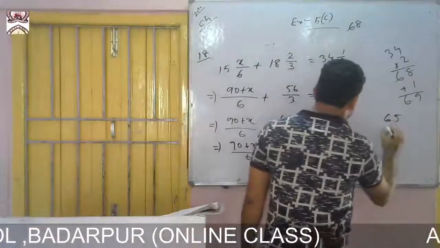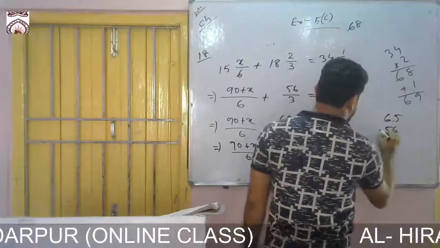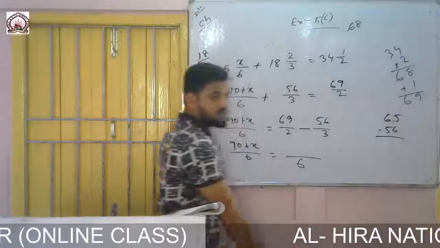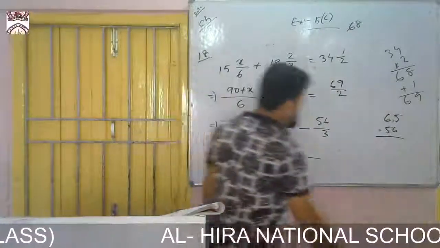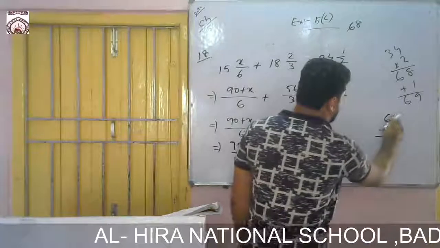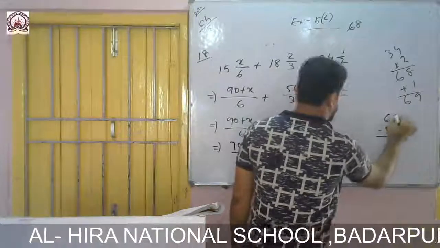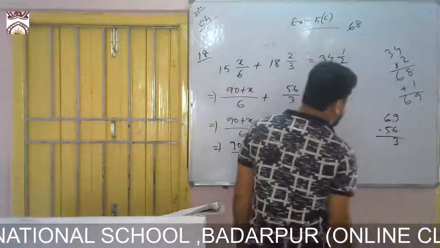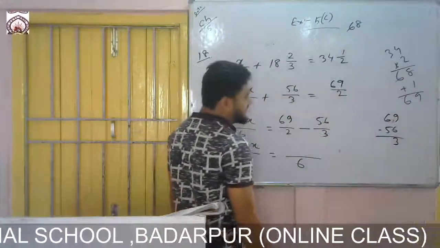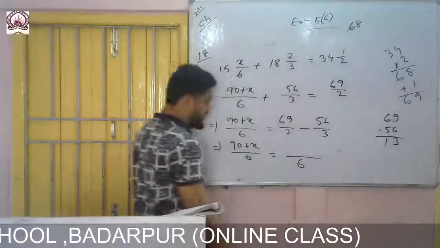69 minus what? 56. It is coming what? 15. So 9 minus 6, how much? 3. Here what? 6 minus 5, it is what? 1, 13.